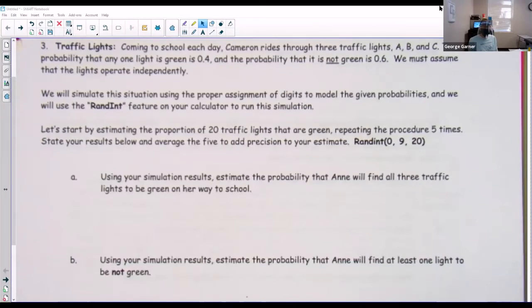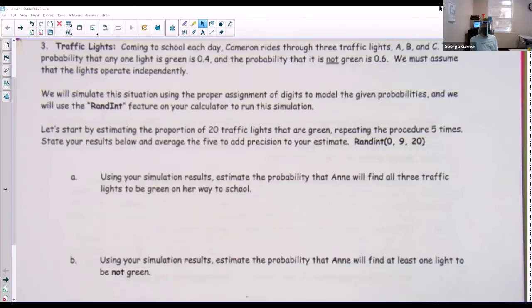So let's move to the technology part. So you might want to grab your calculator and have that at the ready. So we're going to do the traffic light one, and then that'll be it for the day. And we'll talk a little bit about the ones remaining, just to give you some idea how to handle them.